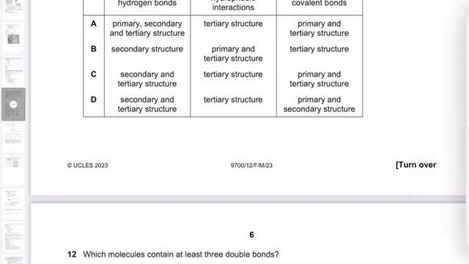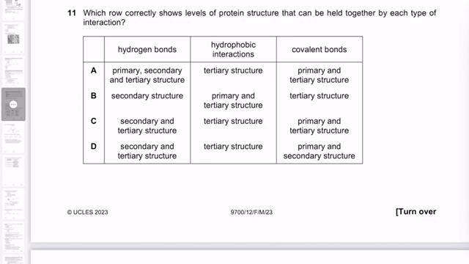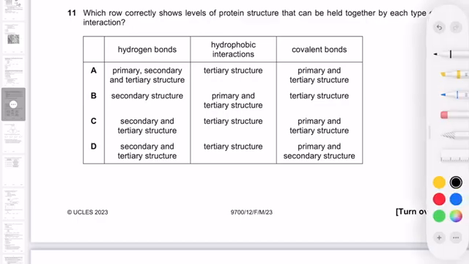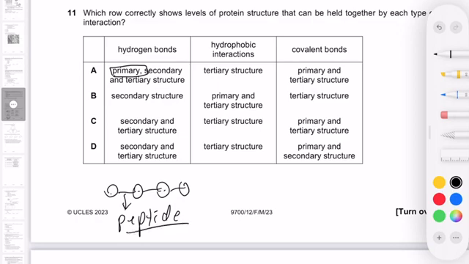Which row correctly shows levels of protein structure that can be held together by each type of interaction? We have hydrogen bonds. Hydrogen bonds hold the secondary, tertiary, and quaternary structures sometimes, but never the primary structure. The primary structure, which is the specific sequence of amino acids in a polypeptide chain, is only maintained by the peptide bonds. If you see a structure like a bead, this is one amino acid, another. What is this bond? It's a peptide bond. What is this structure? It's a primary protein structure. You don't see any hydrogen bonds, any covalent bonds besides the peptide ones, any hydrophobic interactions or disulfide bonds.